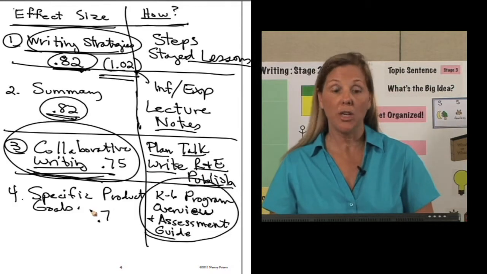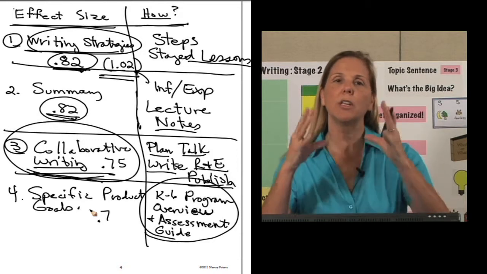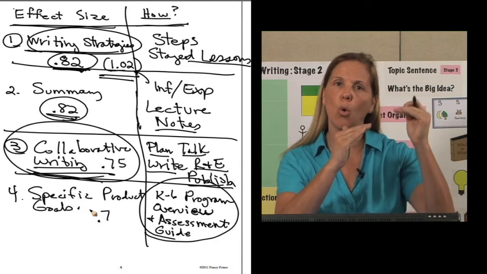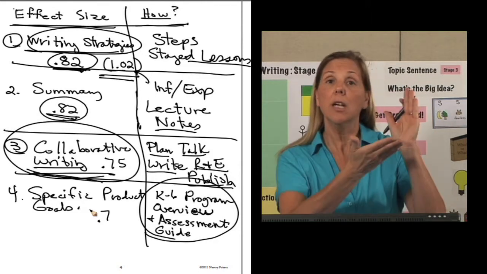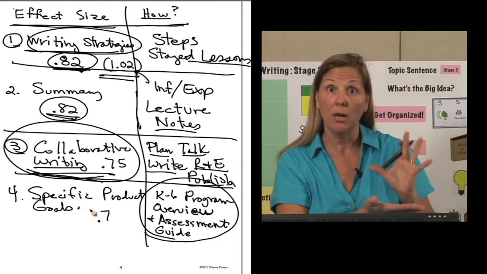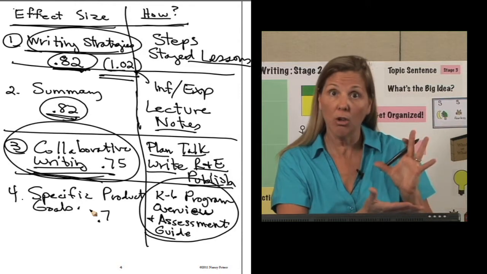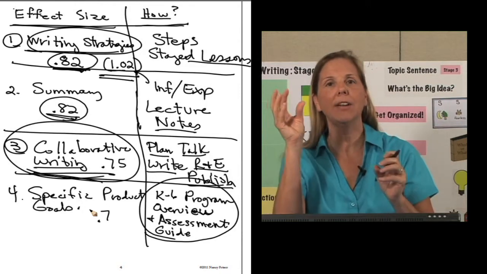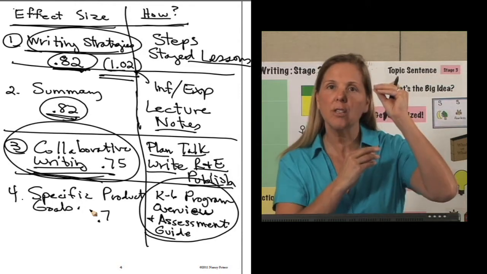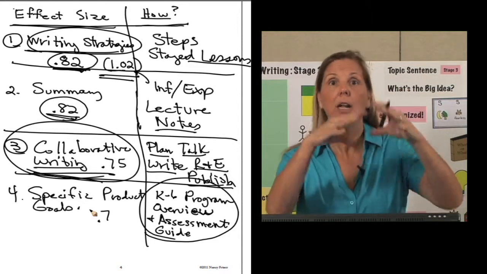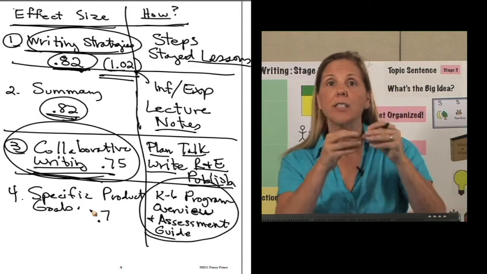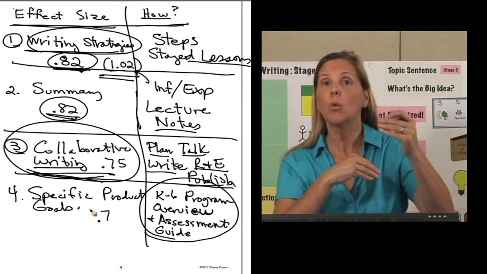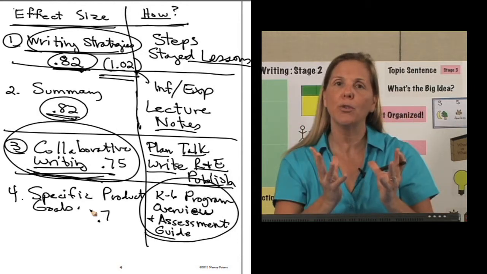The fourth strategy, which has a 0.7 effect rate, is showing children specific products and goals. Basically, this is showing them a benchmark paper, what you would like their writing to look like, as well as having descriptors that actually describe each part of that writing: their organization, the content, down at the sentence level, grammar, mechanics. You want all those descriptors.